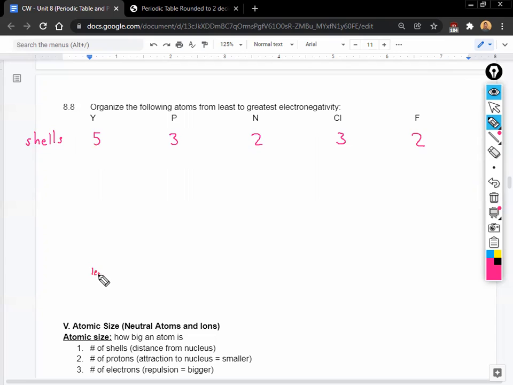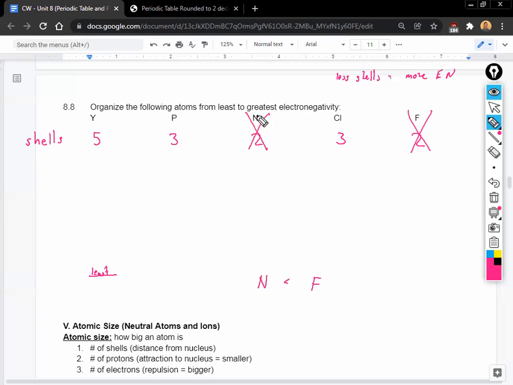So we already started putting them in terms of electronegativity. So I'm going to go from the least to the greatest. We already know that F is the most electronegative, right? So we're going to put it furthest away to the right because that's the most electronegative. Now we said for shells, if I have fewer shells, is that more or less electronegative? More electronegative. So fewer shells equals more electronegative. Fluorine's already the most electronegative, so which one out of these is the next most electronegative? Nitrogen. Yeah, nitrogen is the next most electronegative because it has the fewest number of shells.